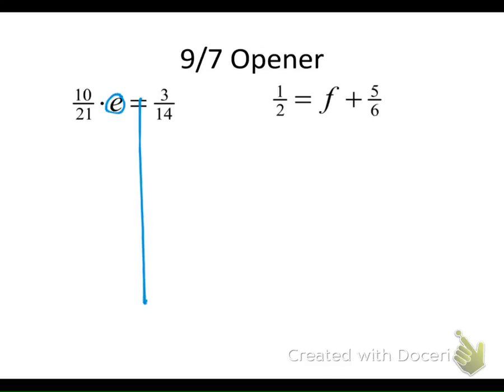All right, Eleanor, how do I get the variable by itself? You divide by 10 over 21. So I'm going to divide each side by 10 over 21. When you type this into your calculator, you have to type in 3/14 first. So 3/14 divided by 10 over 21. Okay? Again, I'm going to show all my work, but your calculator will do it for you.